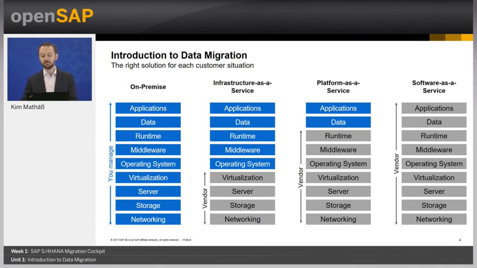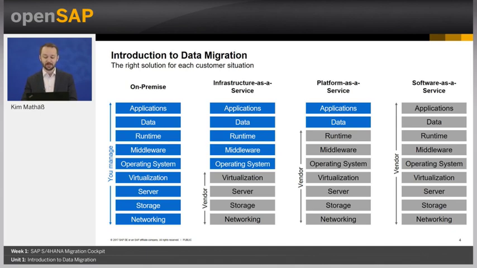The third one, platform as a service. An example could be, as you maybe heard of it, SAP Cloud Platform, which you can connect to S/4HANA Cloud or even S/4HANA on-premise or other solutions, where you just take care of applications and data, like apps on top of SAP Cloud Platform. The rest basically is handled by the vendor.